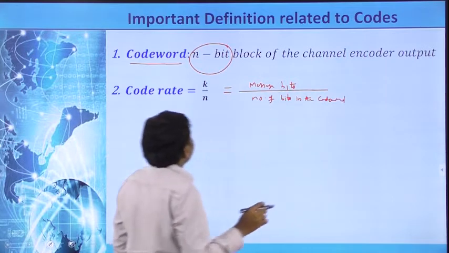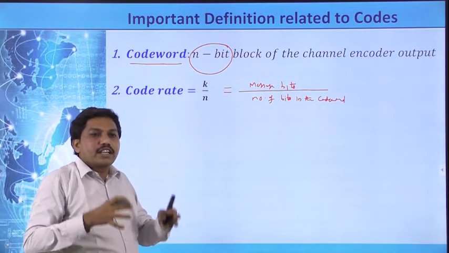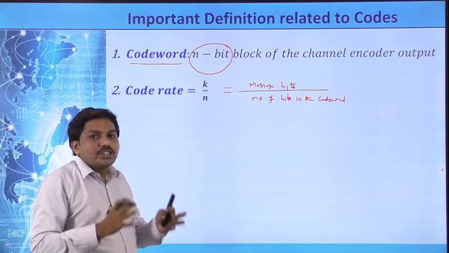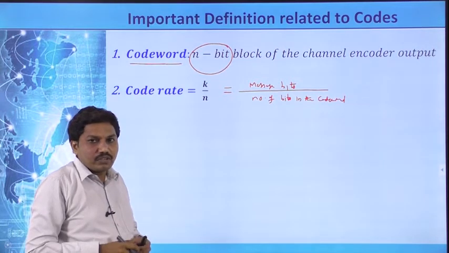Number of bits in the code word. That means the code rate is defined as the ratio of message bits to the number of bits in the code word. Right?